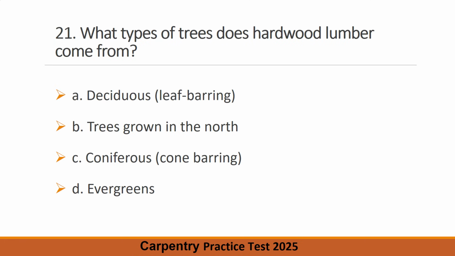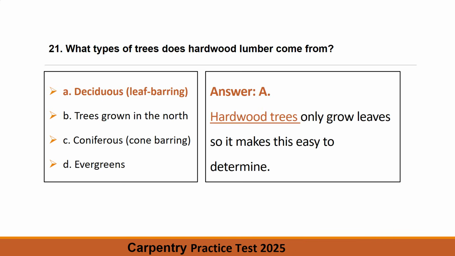21. What types of trees does hardwood lumber come from? A. Deciduous, leaf bearing. B. Trees grown in the north. C. Coniferous, cone bearing. D. Evergreens. Answer: A. Hardwood trees only grow leaves, so it makes this easy to determine.